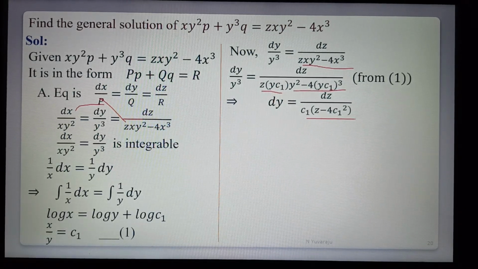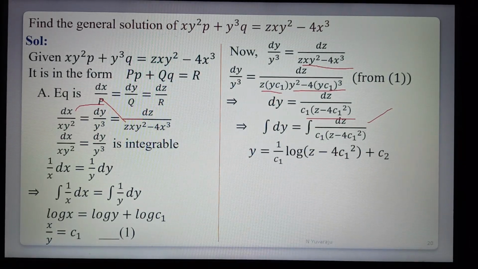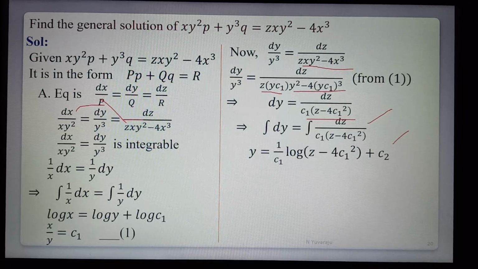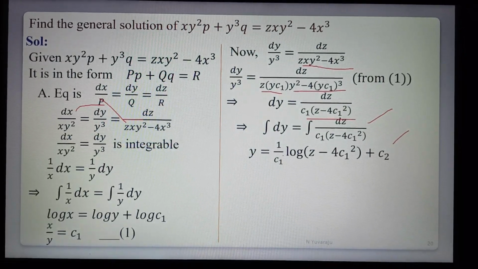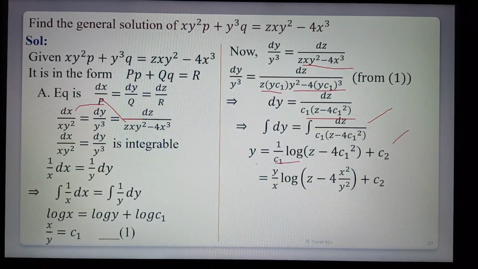Now, variable separable method. After integration, dy is equal to integration of dz by c1 into z minus 4c1 square. So integration of 1 into y; 1 by c1 is a constant, integration of 1 by z minus 4c1 square, that is log of z minus 4c1 square plus c2. But again c1 is the constant here, so substituting c1 is equal to x by y, y is equal to y by x log of z minus 4 into x square by y square plus c2.